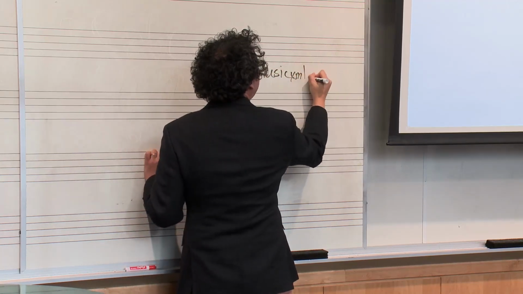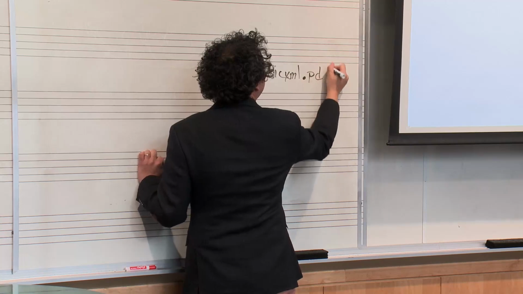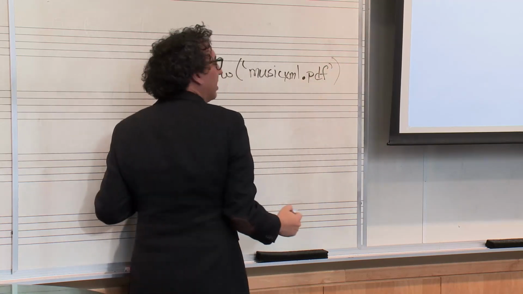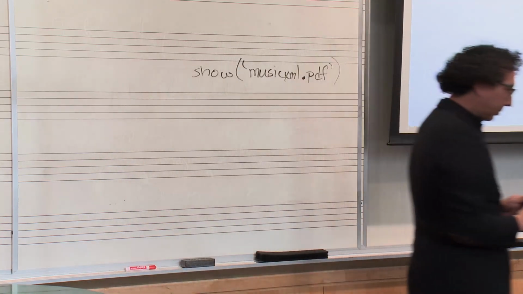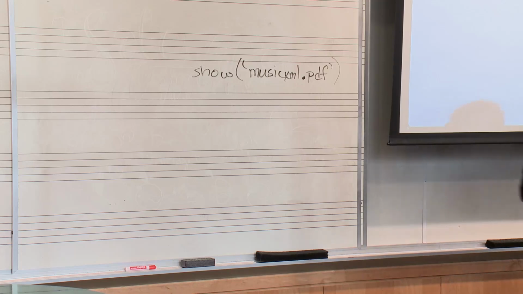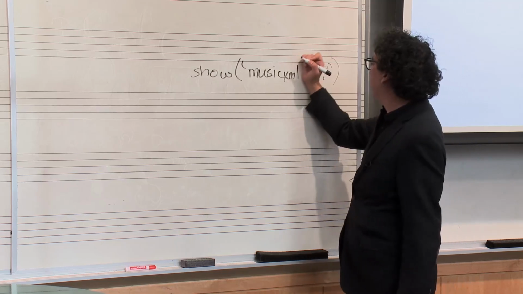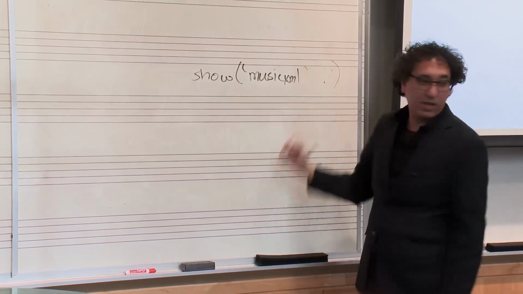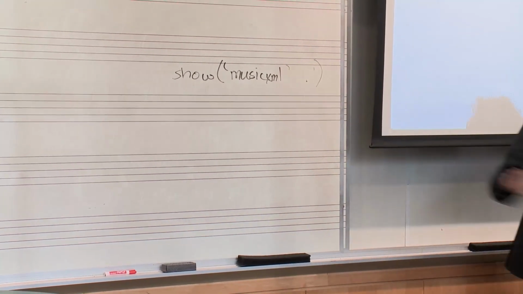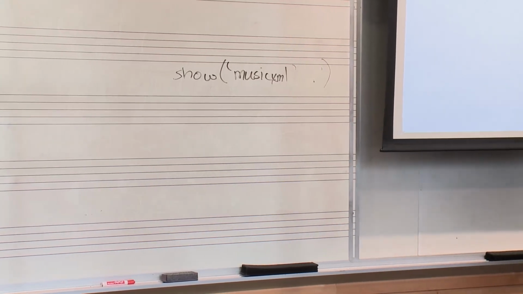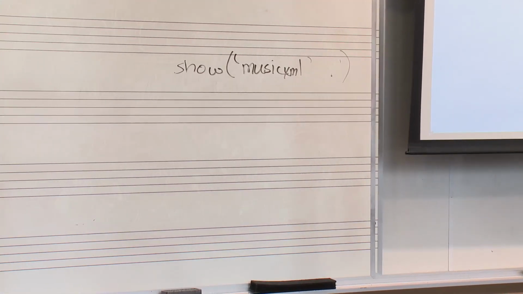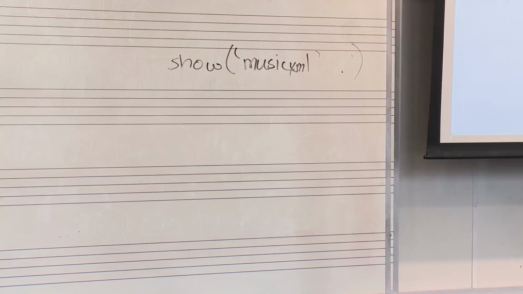You can do show music.xml.pdf, and if you have MuseScore, that will open. It'll automatically generate you a PDF of more than just the first page. You can also just do show music XML. Sorry, those should be straight quotes. I'm just used to putting them as curly quotes. You all know that, right? And that will just open it in your favorite notation editor. Great. So let's get started.